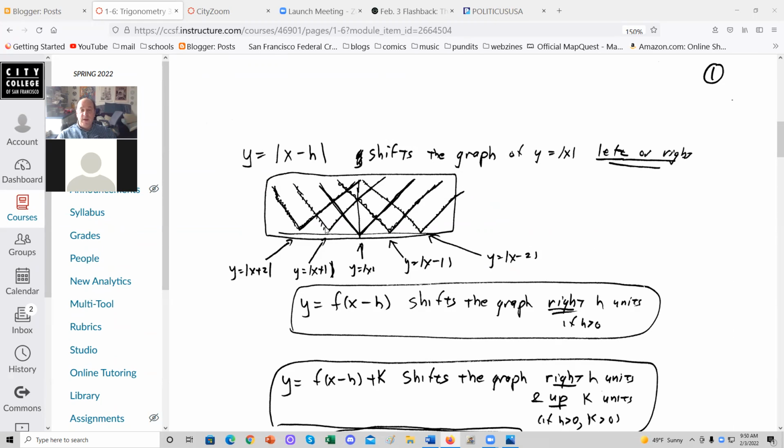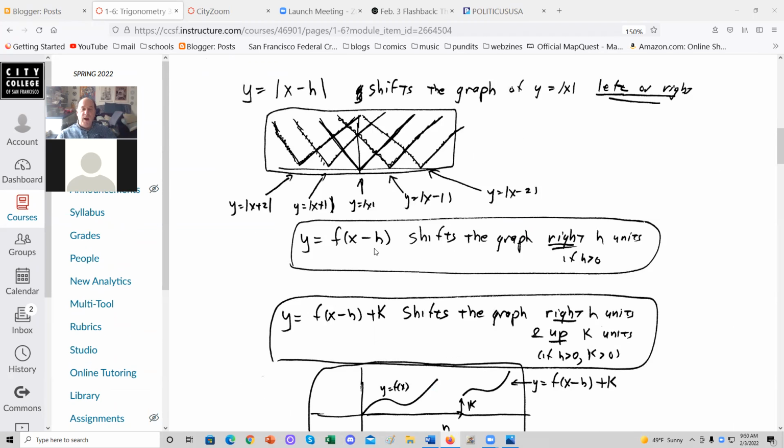Here's y equals absolute value of the quantity x plus 1. That advances the graph 1 unit, it shifts it to the left. Here's y equals absolute value of x plus 2. It shifts it 2 units to the left. So y equals f of the quantity x minus h will shift the graph right h units if h is positive. So okay, that gives a delay of h.